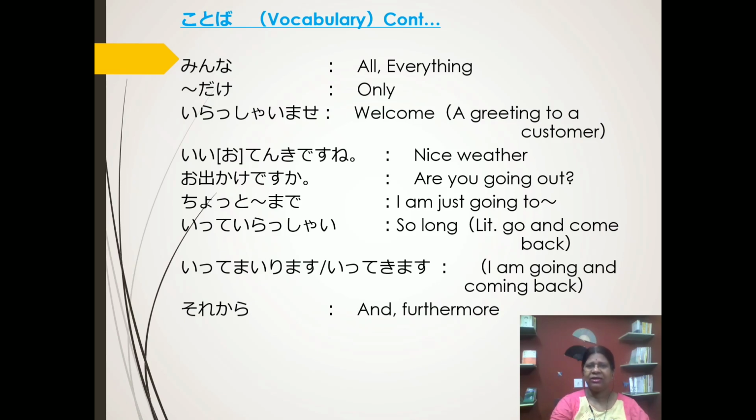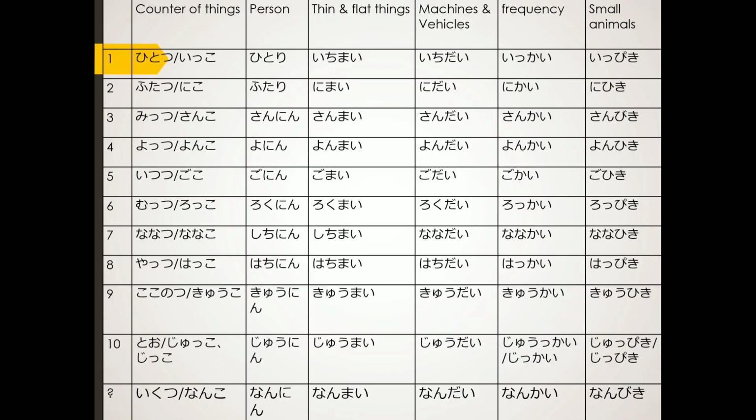Itte irashai, the family member saying to the person who is leaving the house. And itte mairimasu, itte kimasu, the person who is leaving the house says to family. Okay. Sorekara. Here I have given some counters. Please look at here. Here hitotsu, futatsu like this, and ikko, nikko, two counters are there for things. First we finish this, then this one.